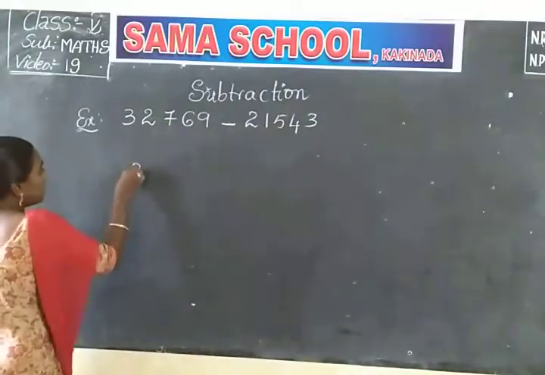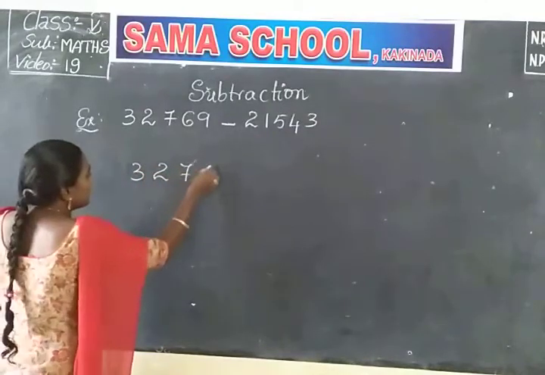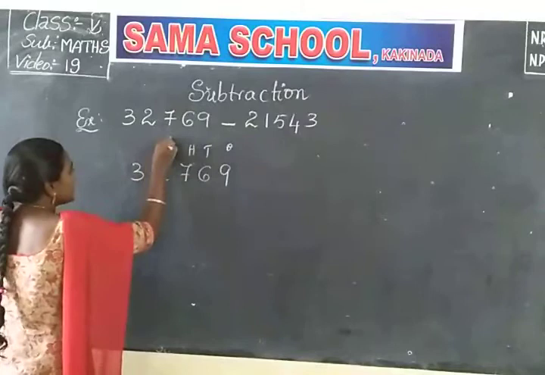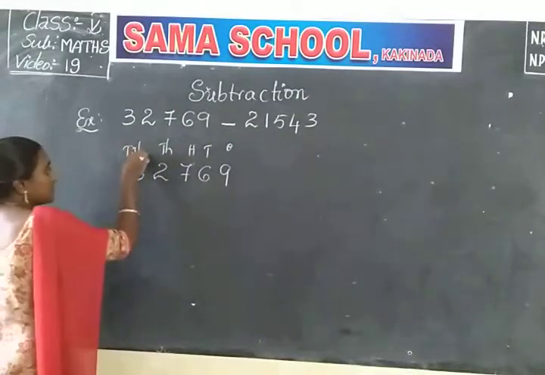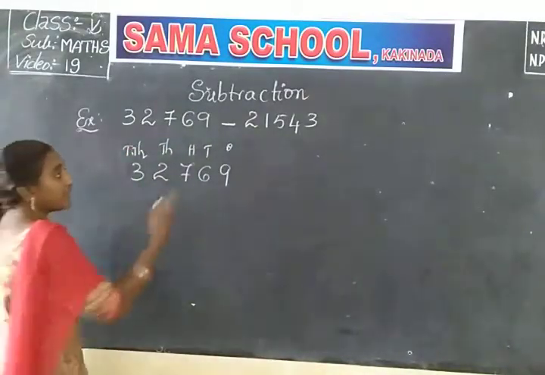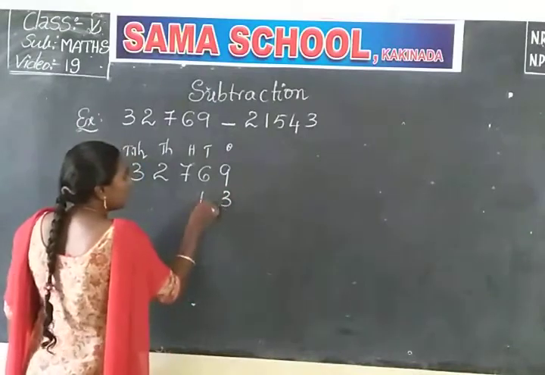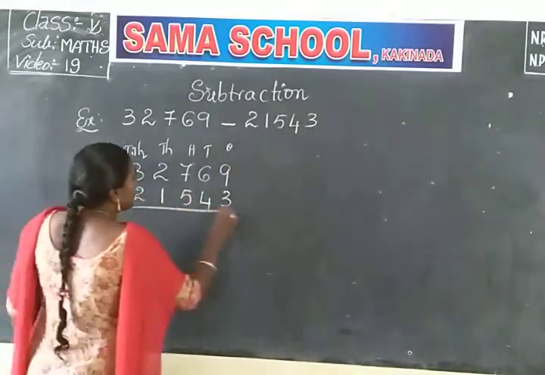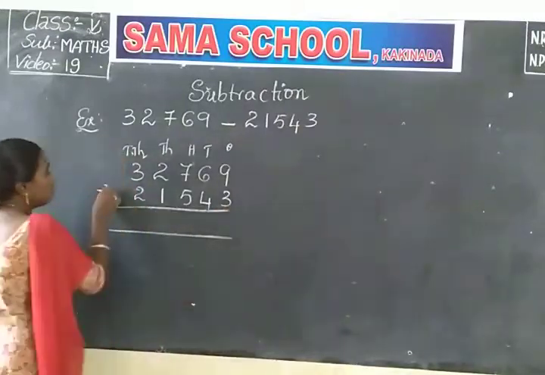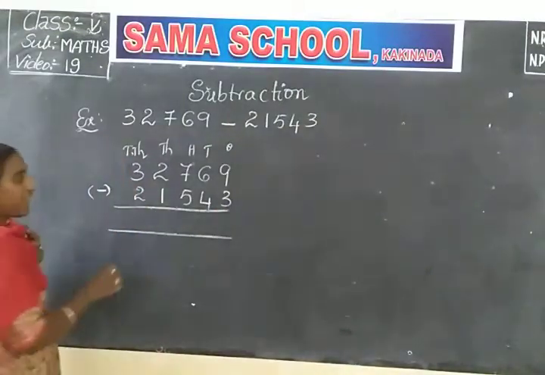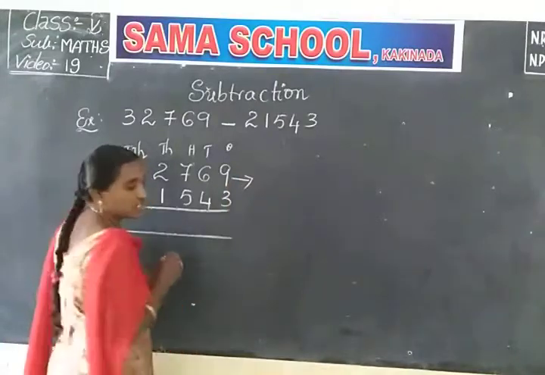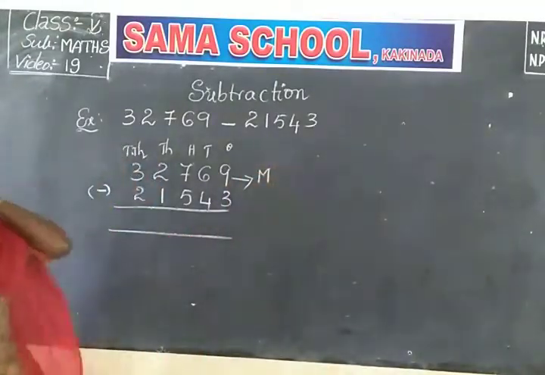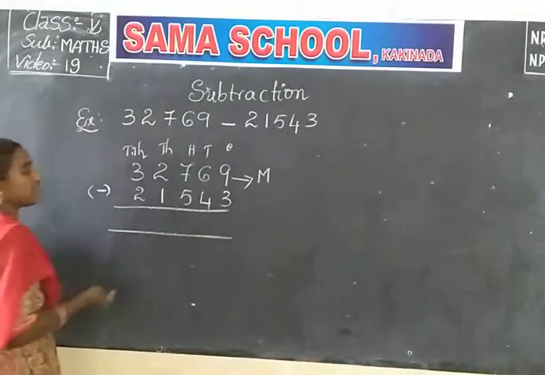So you can take the first number like this: ones, tens, hundreds, thousands, ten thousands. And take the next number, 3, 4, 5, 1, 2. And what do we have to do? We have to do the subtraction and write the terms also. What is the first term called? Minuend. What is the first term of subtraction called? Minuend. And what is the second term?